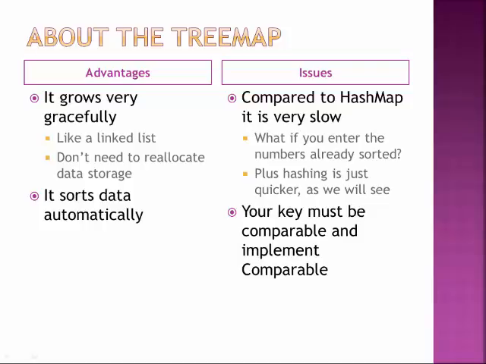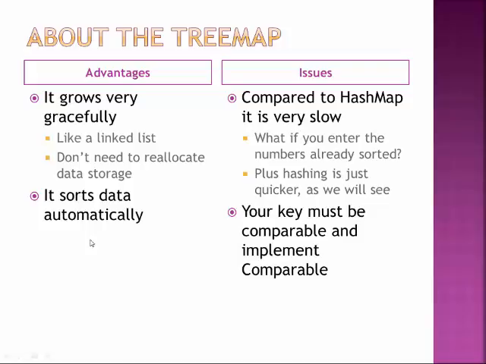So the advantage of the tree map then is it grows very gracefully. As we add in items, they just basically get tossed in the map and it just gets bigger and bigger and bigger. We don't have to reallocate data storage. It just automatically sorts the data for us and keeps growing. Compared to the hash map, which we'll see in a little bit, it's very slow looking it up because at worst, I search half of the items. The hash map can do much better than that. You could be lucky and find it on the first one on either one of them, but on average, the tree map is slower than the hash map. And I must use the comparable or the comparator interface in order to be able to use a tree map.